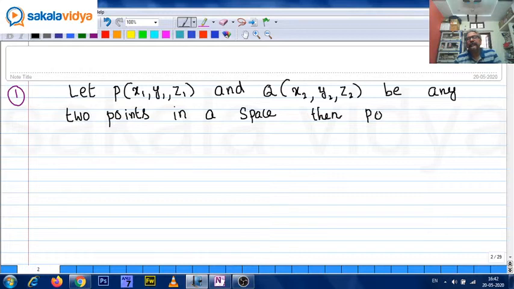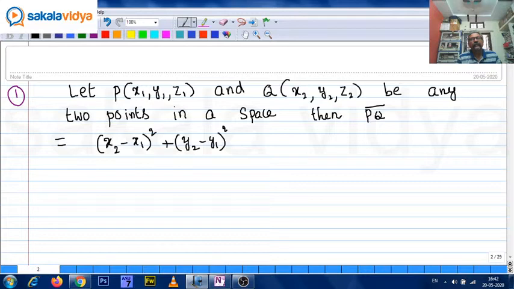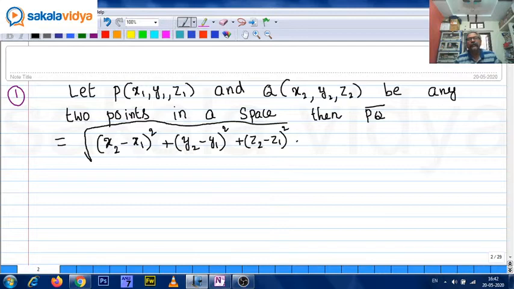PQ, the distance between point P and point Q, PQ is given by, so you need to write x2 minus x1 square plus y2 minus y1 square plus z2 minus z1 square. So this is under root. This is the formula to find out distance. This is called the distance formula, just like in the 2D system itself only.